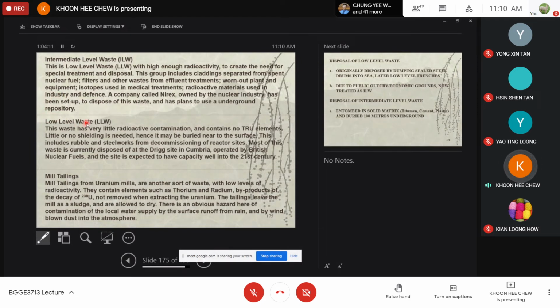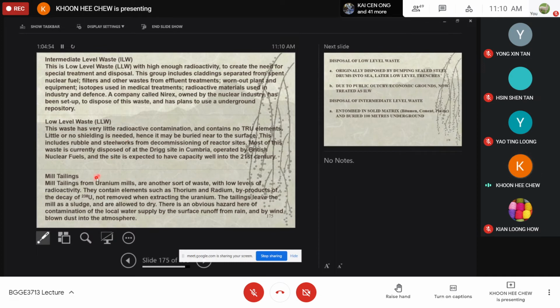Okay, low-level waste is waste that has very little radioactive contamination and contains no TRU elements. Little or no shielding is needed. Mainly gamma rays and alpha rays, a very little radioactive contamination and no shielding needed. Hence, it may be buried near the surface. It includes rubber and steelwork from the decommissioning of reactors. Most of this waste is currently disposed of at the Drigg site in Cumbria, operated by British Nuclear Fuels. So they have a designated place to store the waste.